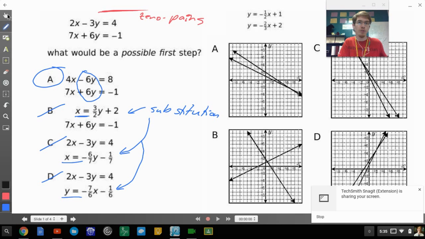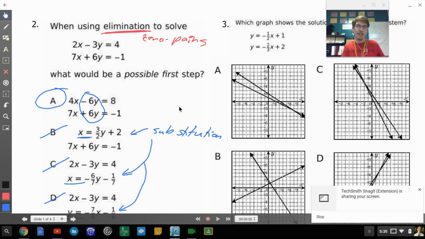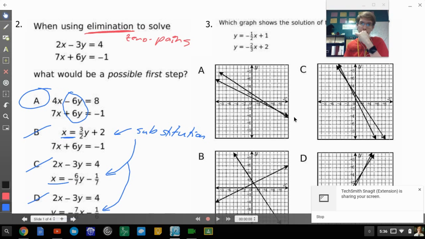So look at this question. Was it a hard question? No, not at all. But what did it require of you? It required you to know what elimination was. That's it. Not a hard question, but we need to know why it's true.